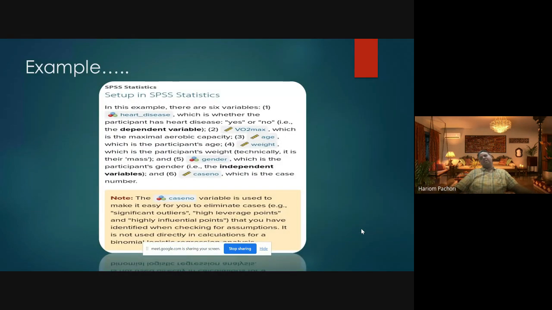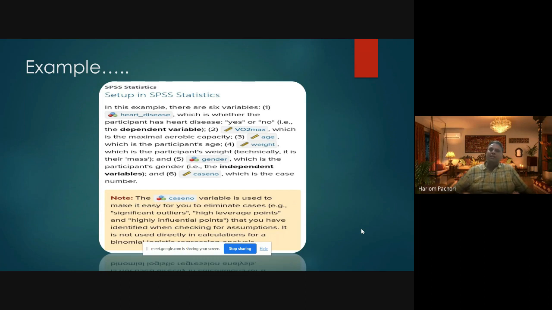So this is an example. This is a very famous book. The name of this book is Discovering Statistics Using SPSS. The name of the author is Andy Field, and I recommend this book. All of you should go through it. This book is very good, especially in the behavioral sciences. This book is phenomenal, like how to set up in SPSS.